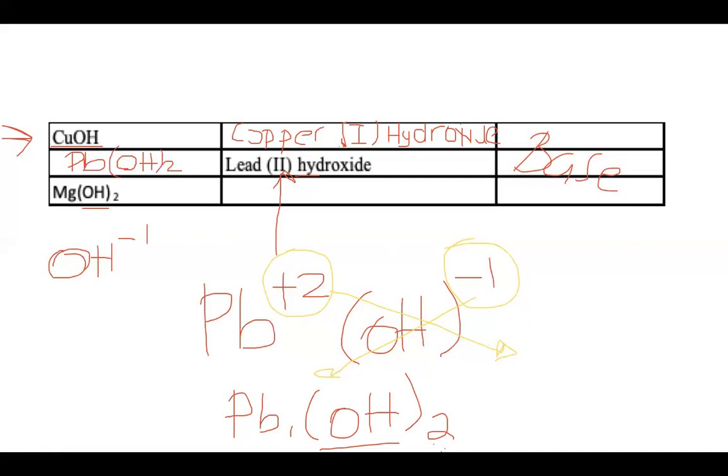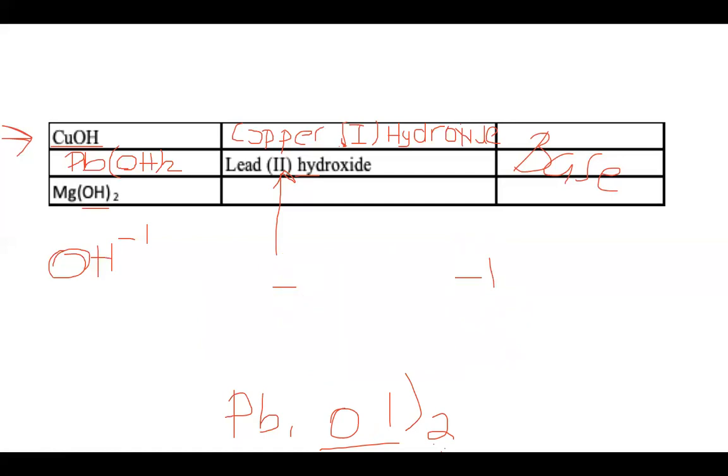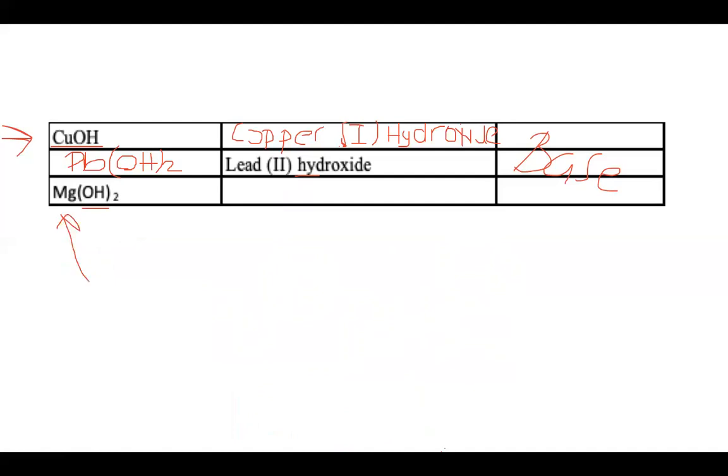And finally, the third example that we have here says Mg(OH)2. I know that it's a base because we have an OH in the formula. The only thing that I have to write is the name. Mg stands for magnesium, so I will write magnesium.